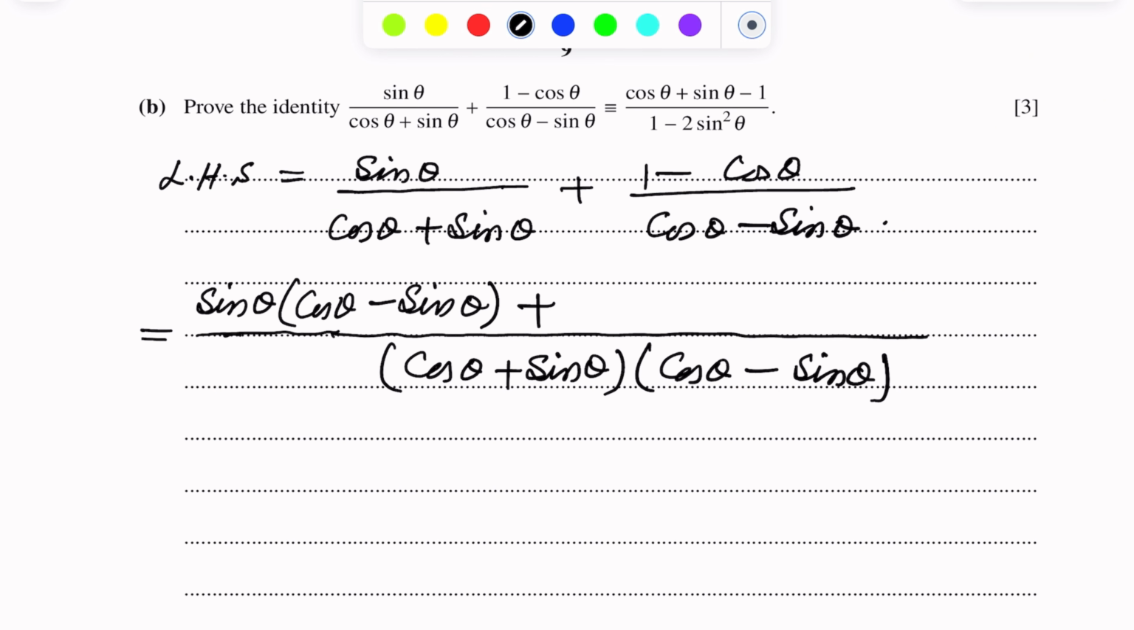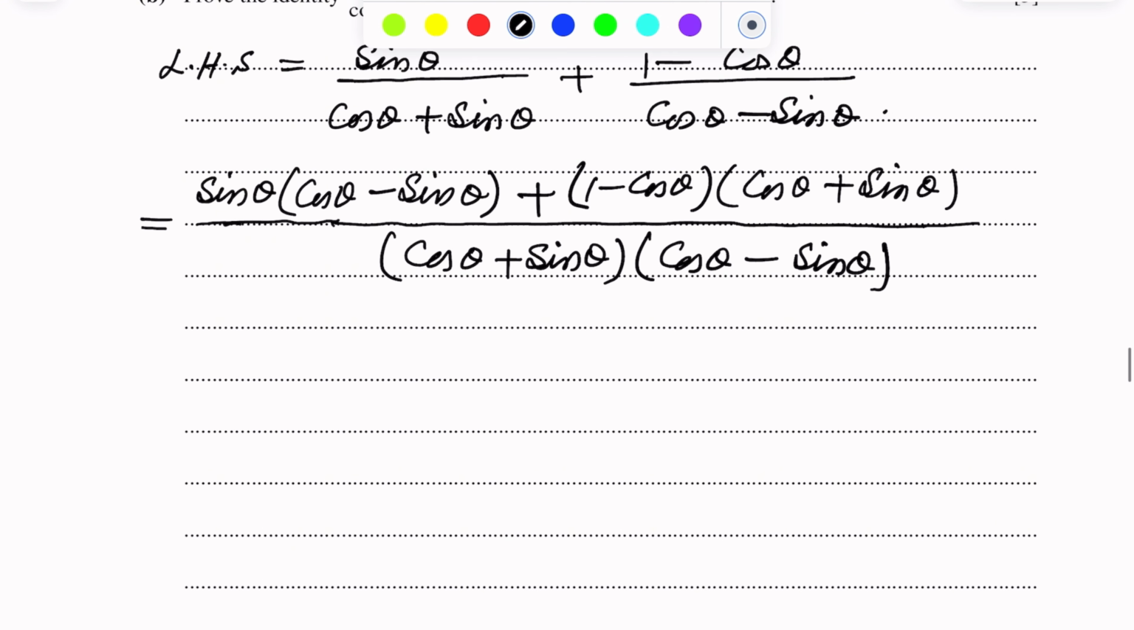In the same way, now dividing the LCM by this factor, we cancel it, and we have only cos theta plus sin theta multiplied by 1 minus cos theta. So 1 minus cos theta into cos theta plus sin theta. Now we will multiply this sin theta by this bracket, and these two brackets are there.